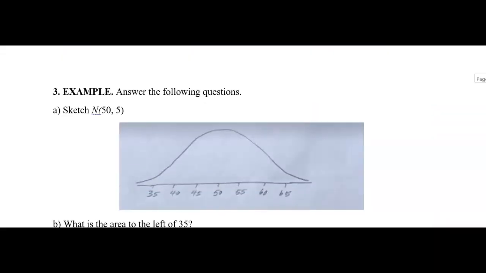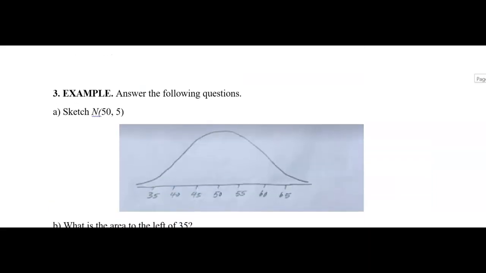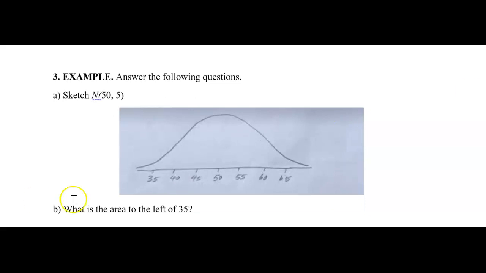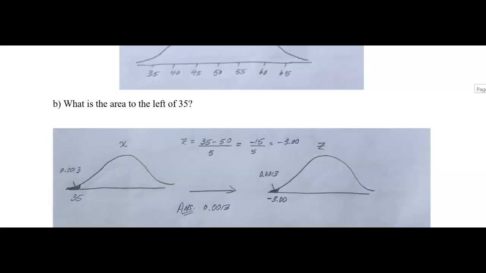And we do the same again. Right? So if we sketch the curve, I'm going to go over this one quickly too, because I want you to work it out on your own and check the answer. So we sketch it. The mean is 50. Standard deviation is 5. So I put 50 in the middle, 55, 60, 65, and so on. Right? Then what is the area to the left of 35?